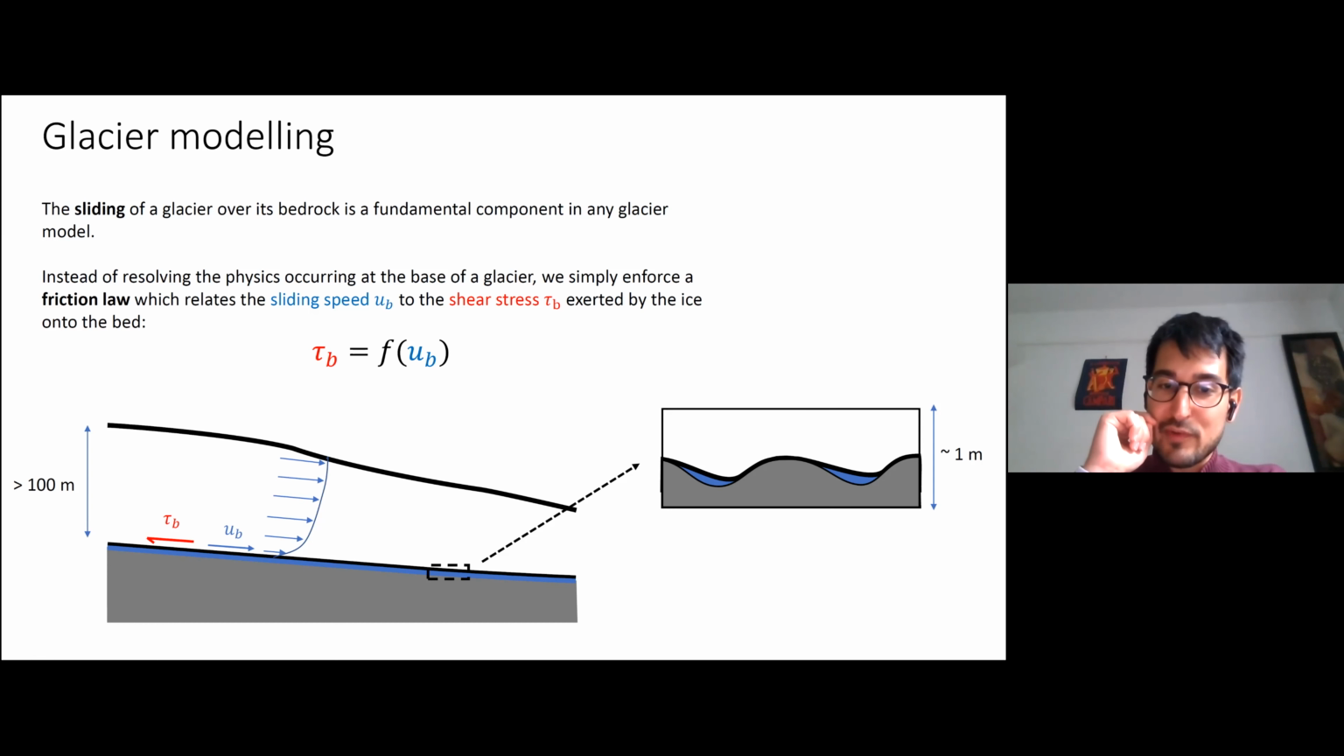So what we do is we simplify the bedrock and assume that there's a relationship between the speed at which the glacier is sliding, this variable which I call U sub B, and the shear stress and drag exerted by the ice onto the bed. And this relationship is what we call the friction law. And the friction law is a fundamental component of any model of a glacier.